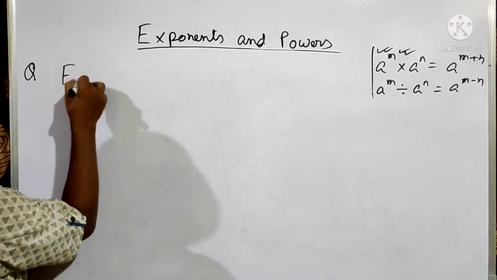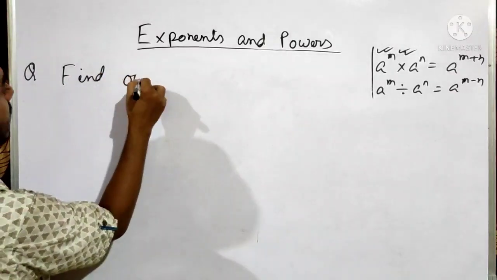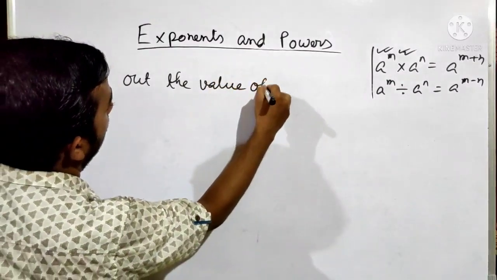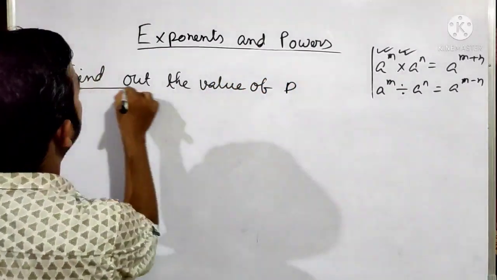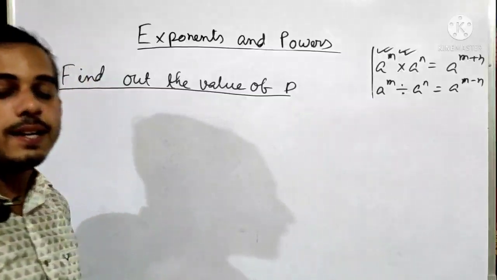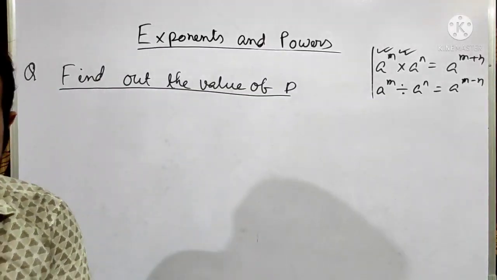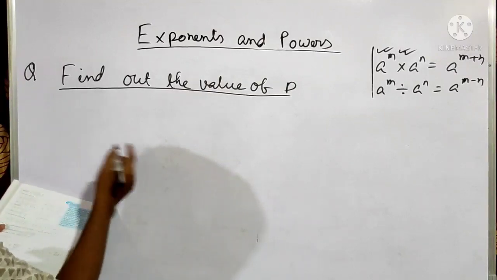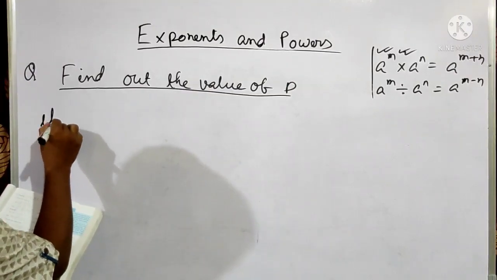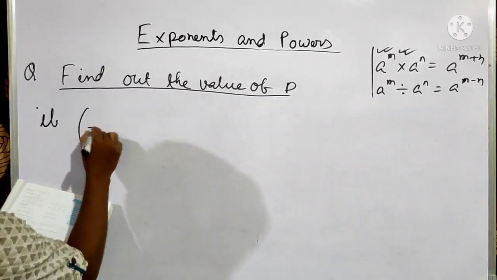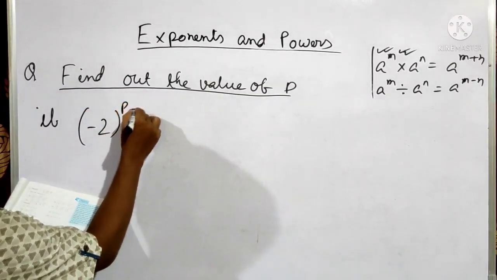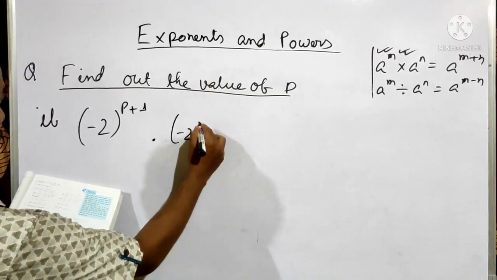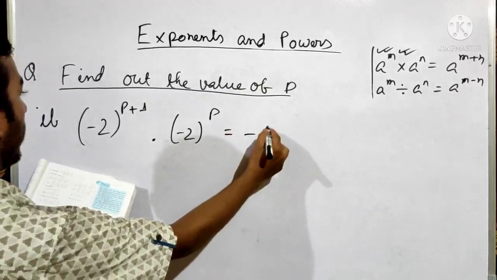So here our question is find out the value of p. Clear? So the question is: minus 2 power p plus 1 into minus 2 power p equals minus 8.